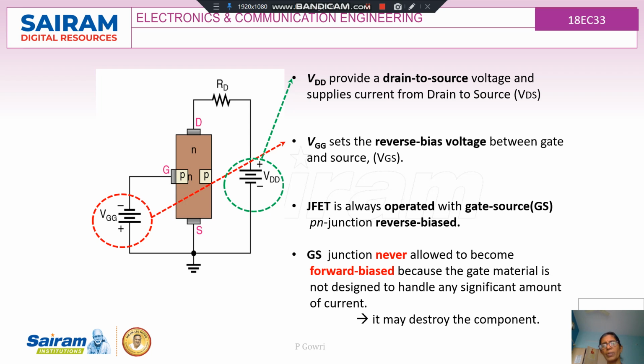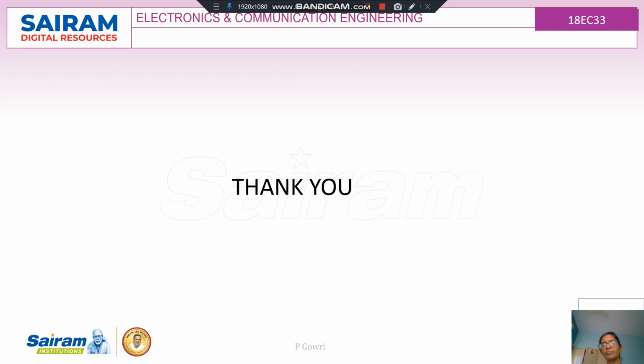A JFET is always operated with the gate-to-source PN junction reverse biased. The gate-to-source junction is never allowed to become forward biased because the gate material is not designed to handle any significant amount of current. That may result in destroying the component.